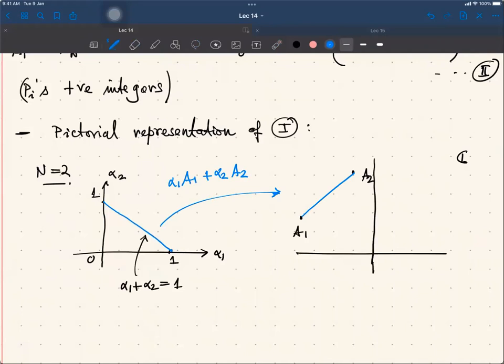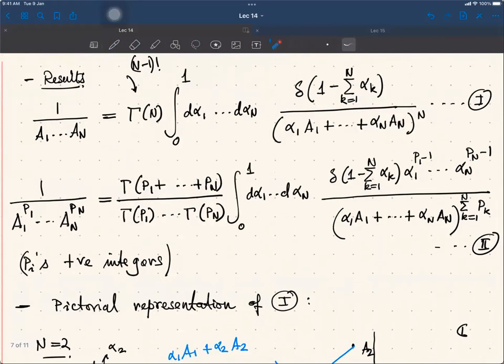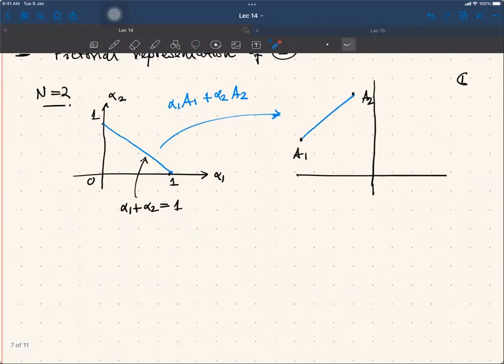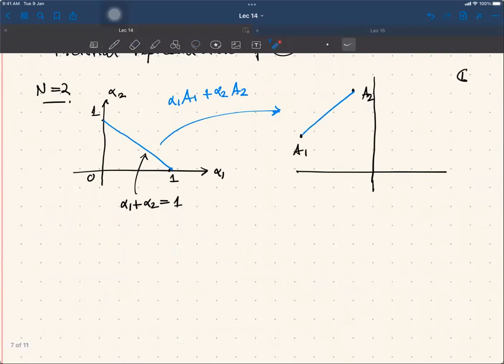So when you do the integration over this line, you are doing an integration over alpha 1 and alpha 2 with the restriction that alpha 1 plus alpha 2 equals 1. So when you do the d alpha 1 d alpha 2 integral, that apparently seems like a two-dimensional integral over this plane, but that is not true. Because of the delta function, your integration is restricted to this line.